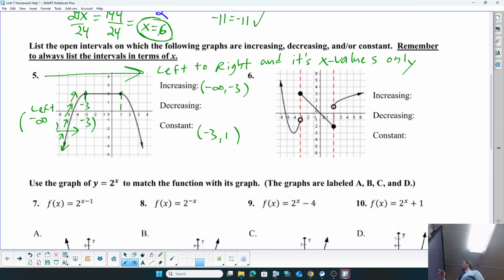And then are we increasing or decreasing now? From -3 to 1, we're constant. We're actually constantly the number 2. And now when we hit 1, we're going to go down. And so now we're decreasing from 1 to infinity.